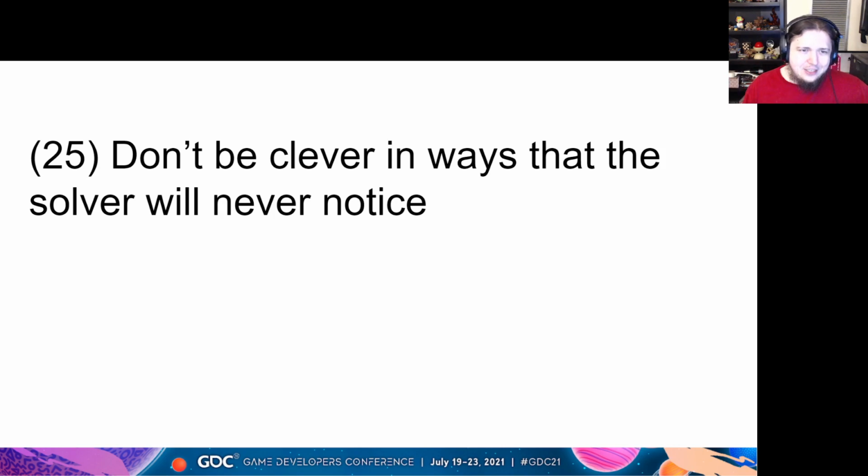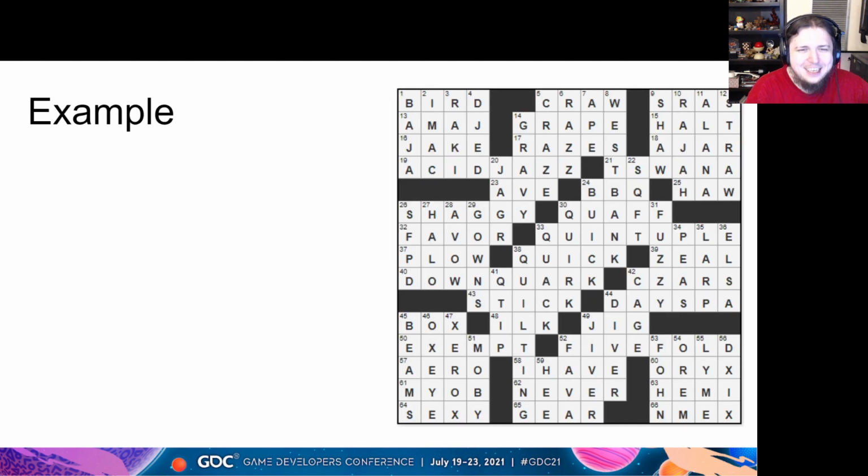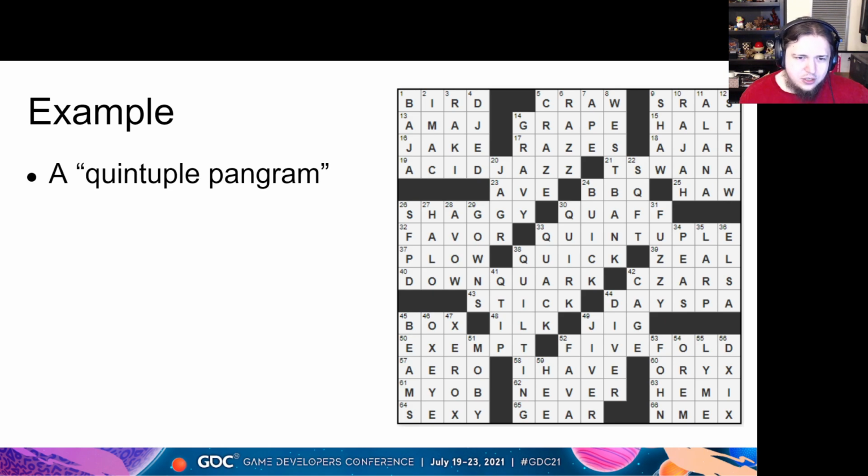The converse to that is don't be clever in ways that the solver will never notice. There are some themes that people think of as an idea for a crossword that maybe make the crossword worse. Here's a crossword. It's actually quite a remarkable construction. It is a quintuple pangram, meaning every letter of the alphabet from A to Z has been used 5 times in this grid. So you will notice there are 5 Q's in the grid, there are 5 X's, and there are 5 Z's, and 5 J's and so on.